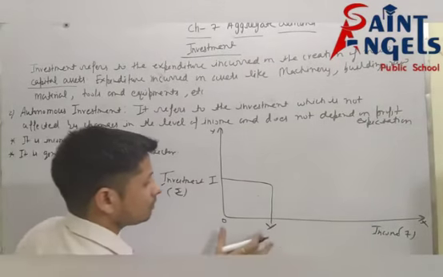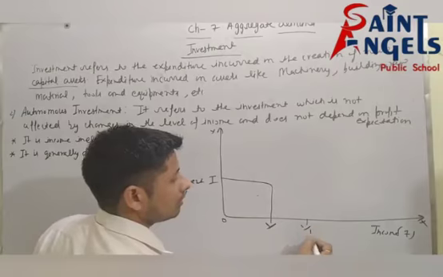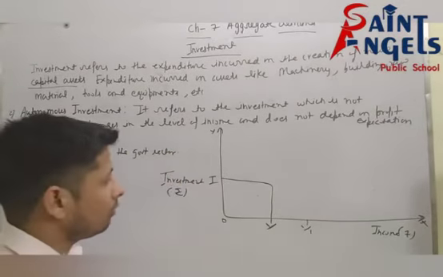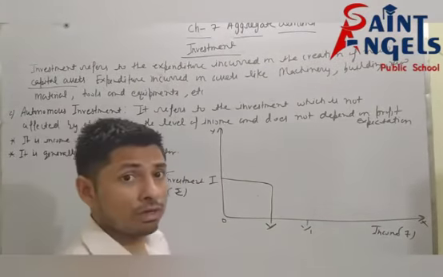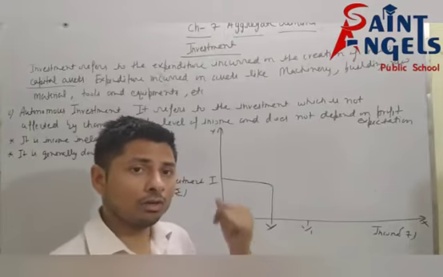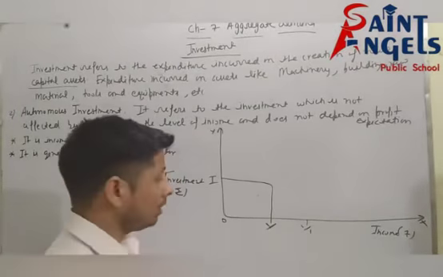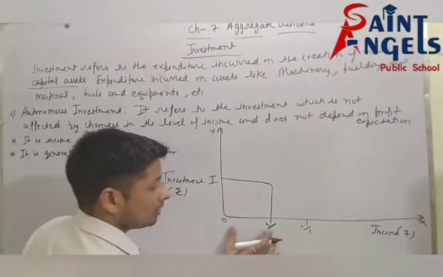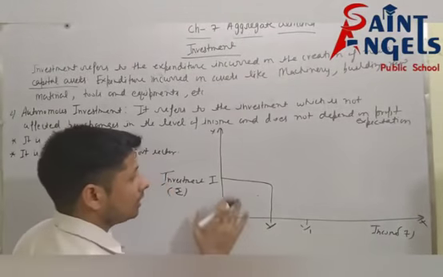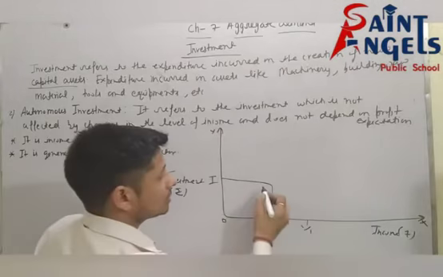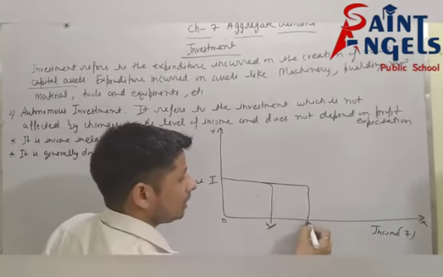Suppose income increases from OY to OY1. Income increases from OY to OY1 means this investment will remain the same, because you know that autonomous investment is not affected by changes in the level of income. So this investment will remain the same.